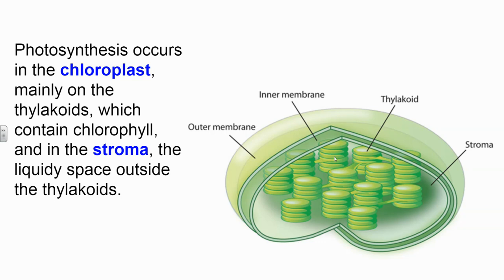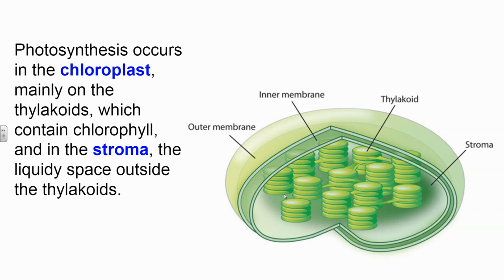The other main place where photosynthesis occurs is in the stroma. All around the thylakoids is empty liquidy space, and that is the area we call the stroma. Part of the reactions of photosynthesis will happen there.